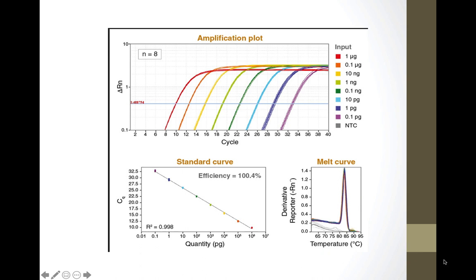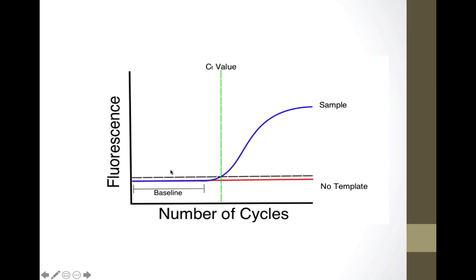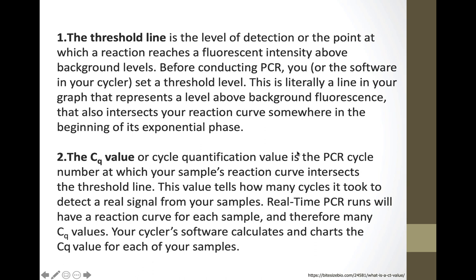And so هذا الحكي. So this is called the CT value, QT value, whatever value. They keep calling it different names, but this is the CT value. أكثر هذا اسم يستخدم هو CT value: which number of cycle that you got your product above the threshold line of detection. تحت هذا noise، فوق هذا positive, true. So the threshold line is the level of detection at the point at which a reaction reaches a fluorescent intensity above a background level before conducting PCR.